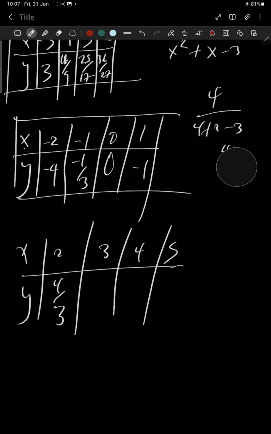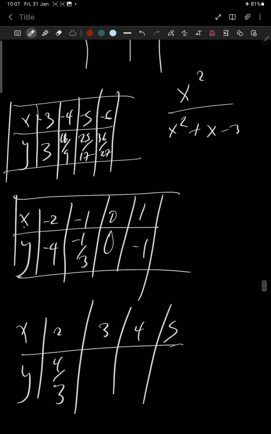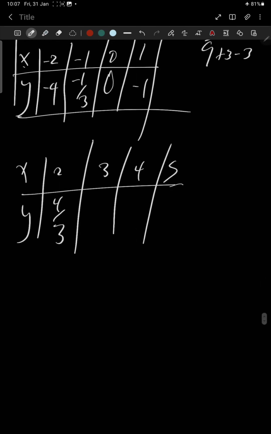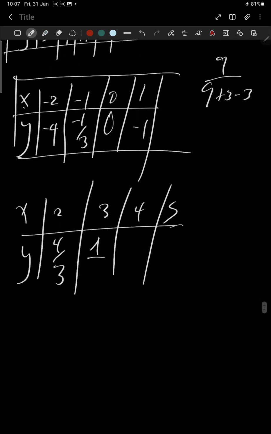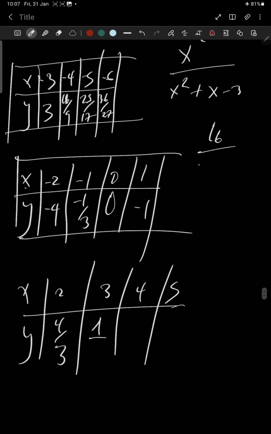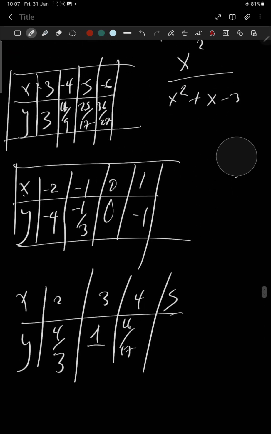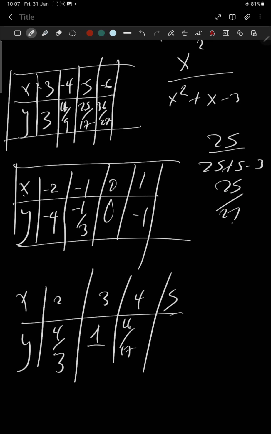Then I'll pick 3. Now 3 will be 9 over 9 plus 3 minus 3, to be 1. Okay, I'll pick 4. 4 will be 16 over 16 plus 4 minus 3. This will be 16 over 17. And I'll pick 5. It will be 25 over 25 plus 5 minus 3. So it will be 25 over 27. Okay, now guys, let's sketch these.